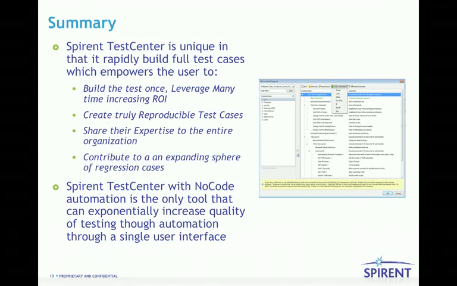Spirent Test Center is unique in that it rapidly builds full test cases, which empowers the user to build the test case once, leverage many times, and increase ROI. Create truly reproducible test cases, share their expertise to the entire organization, and finally contribute to an expanding sphere of regression test cases. Spirent Test Center with no-code automation is the only tool that can exponentially increase quality of testing through automation through a single user interface.